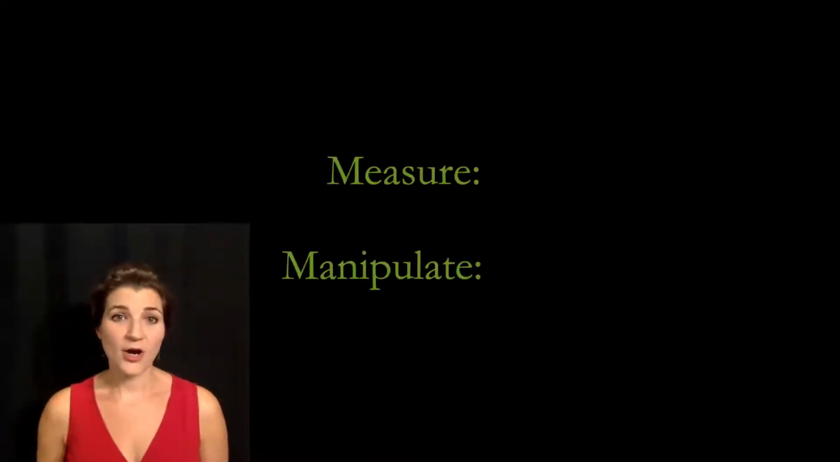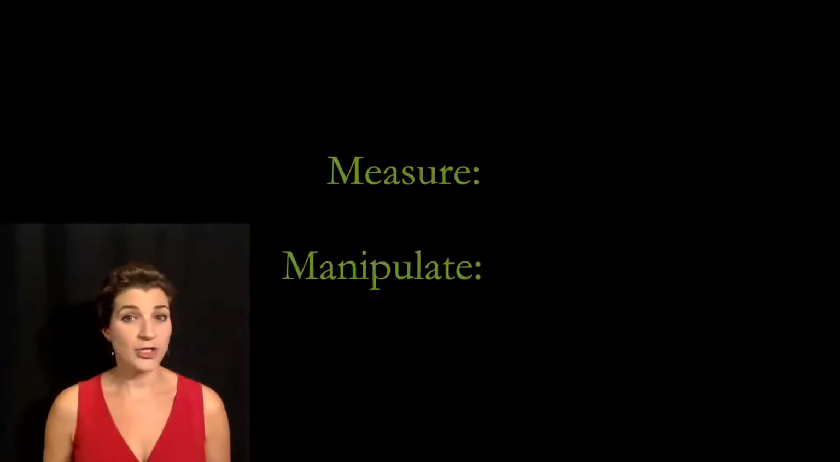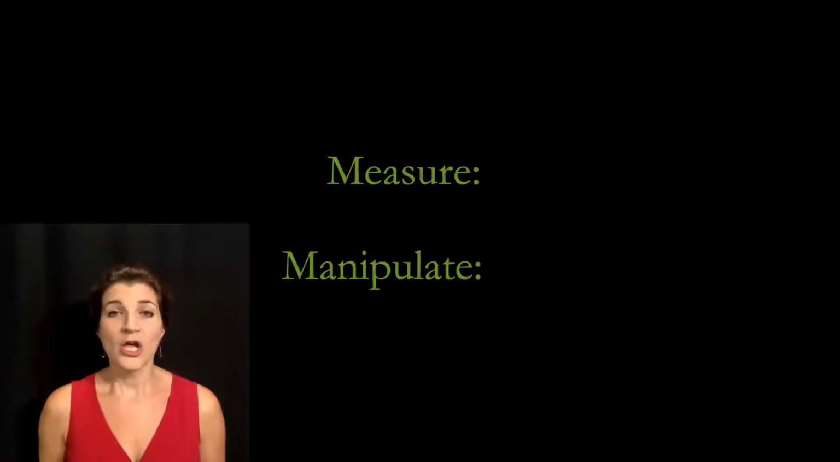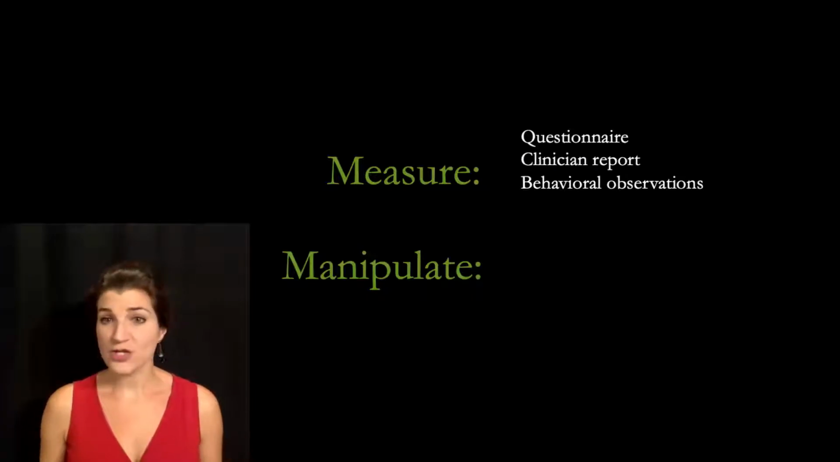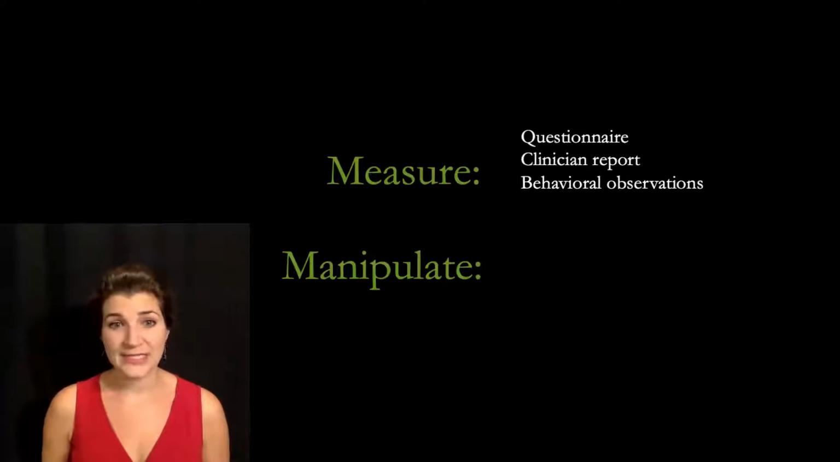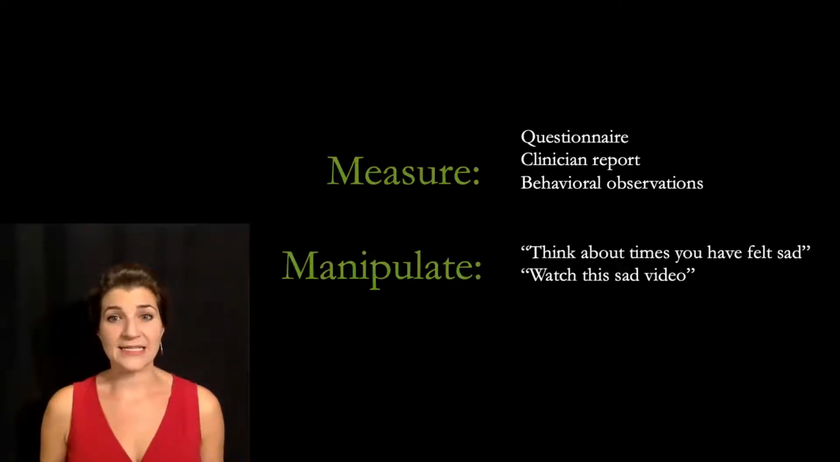So measured variables are those that researchers want to evaluate that are pre-existing within a participant. Whereas manipulated variables are those that the researcher is trying to influence or control. So if, for instance, I'm doing a study about mood and I want to measure somebody's mood, I could give them a questionnaire, I could have a professional interact with them and provide some kind of rating, or I could maybe use some kind of behavioral observations in order to measure that underlying construct of mood. If I wanted to manipulate mood instead, I could try to induce those feelings in different ways by asking participants to think about a time they felt sad or maybe watch sad videos.